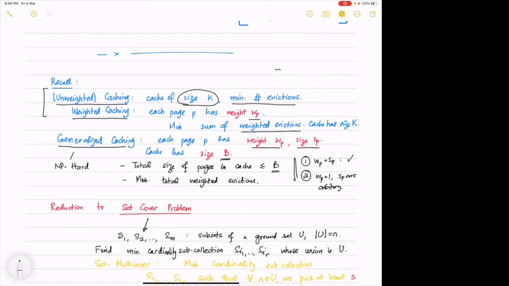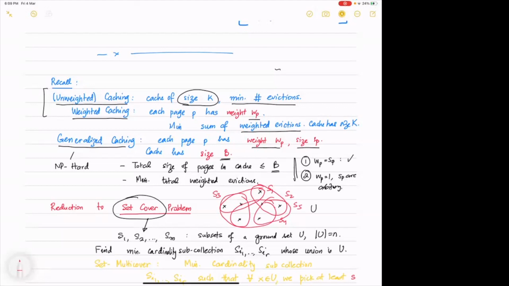Now what I want to do is relate the caching problem to the set cover problem. Set cover is a very classical problem, and it has been studied a lot in the literature. So let me remind you what it is. You're given some elements, so think of some set U, a universe, and you're given some subsets of this universe: S1, S2, S3, S4, S5, and so on.